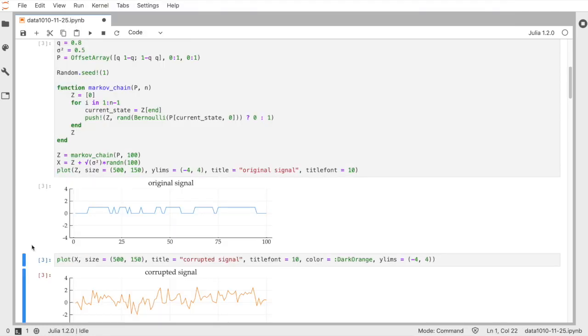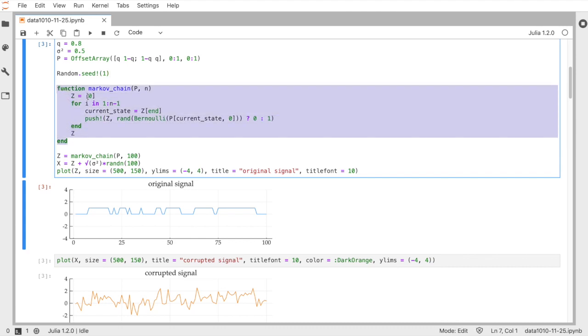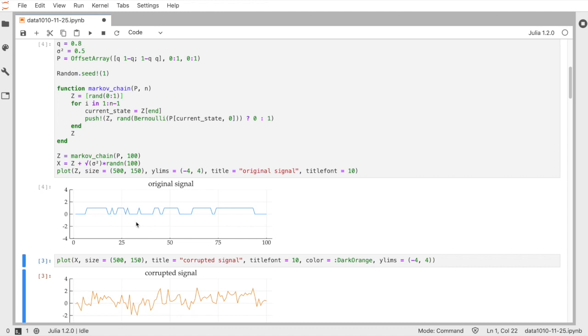So first, let's visualize both Z and X with their graphs. This is an example of a fairly sticky Markov chain with a Q value of 0.8 and a variance value of 0.5 for the noise. So we define an offset array here. That's an array that's indexed by something other than 1 to the number of rows and 1 to the number of columns. And specifically here we'll use axis indices of 0, 1, and 0, 1. So we'll write a function to generate from our transition matrix, and we get an example trajectory that looks something like this. So it stays where it is for long stretches, but it does switch a significant amount as well.